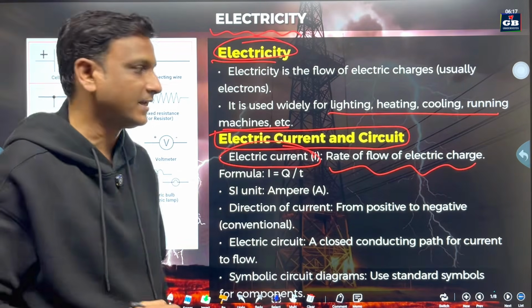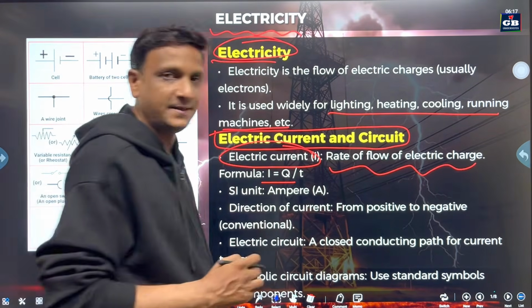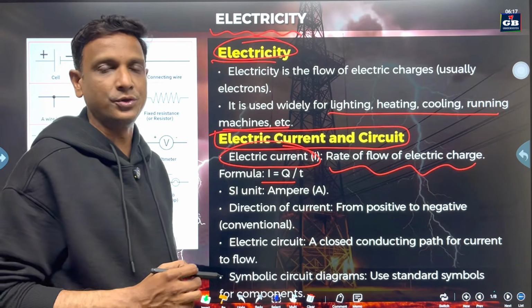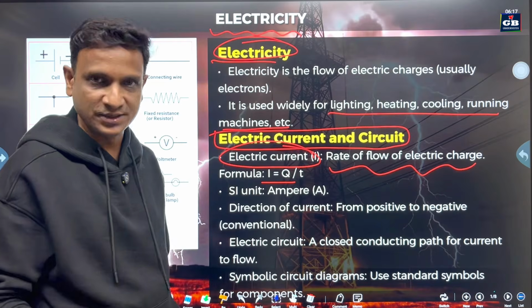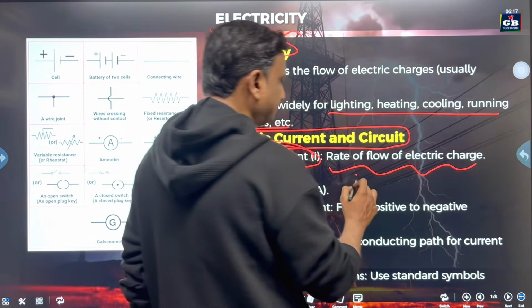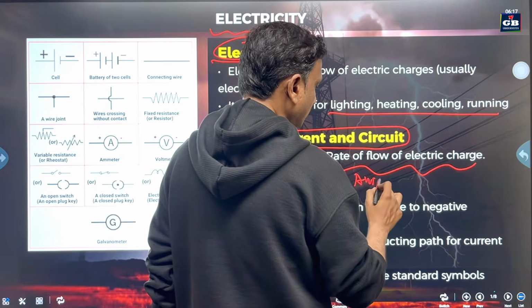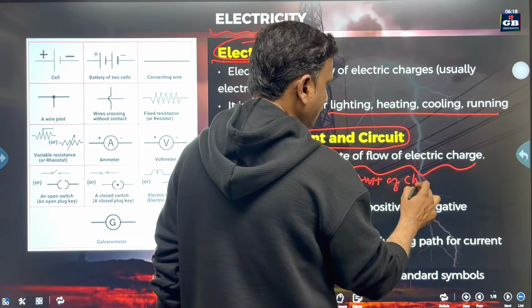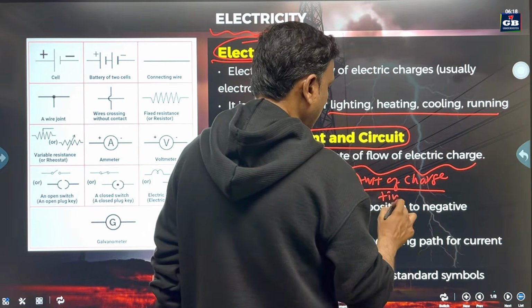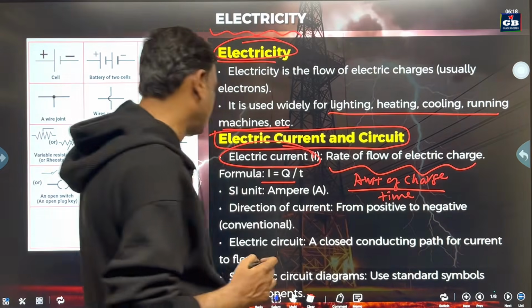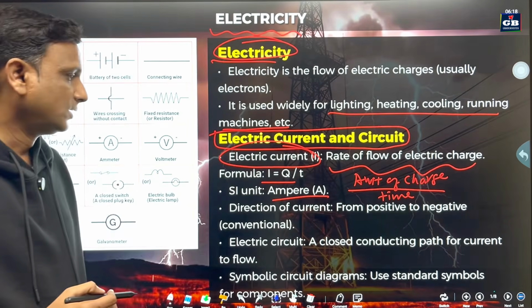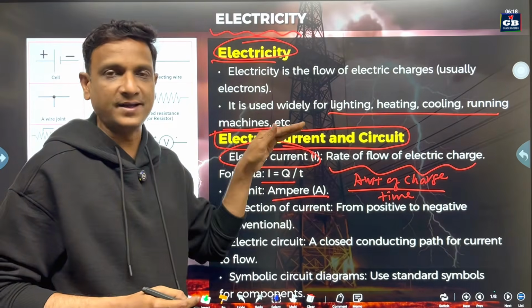How do we calculate electric current? I is equal to Q by T. I, electric current, is equal to Q, the amount of charge, divided by time. By this we can calculate the electric current. What is the SI unit of electric current? Ampere.